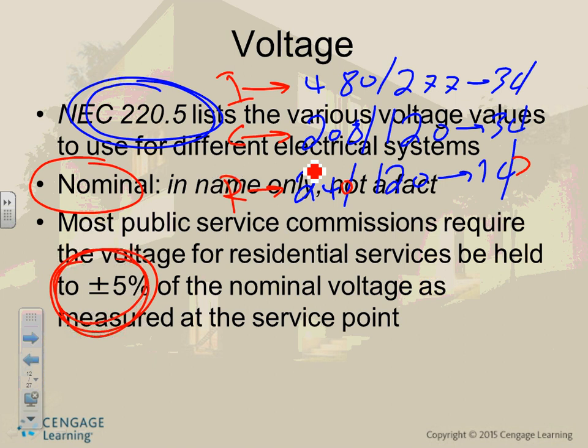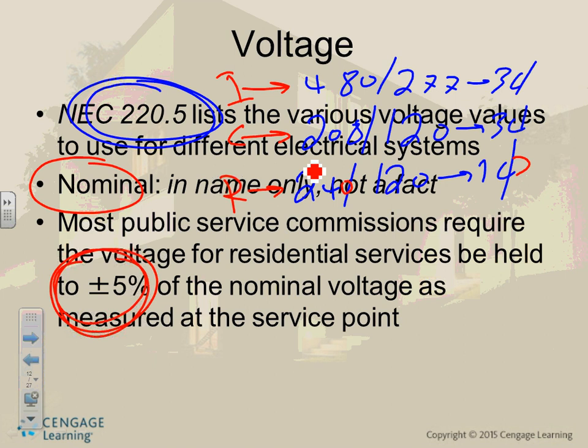That's why the utility guys pump up the voltage at the service. If you measure the voltage at the service, instead of 240-120, you will find 244 at the service, 123 at the service. So as you pull the branch circuit in your building, you have enough voltage to drop. Okay, so these are very, very important voltages, guys.